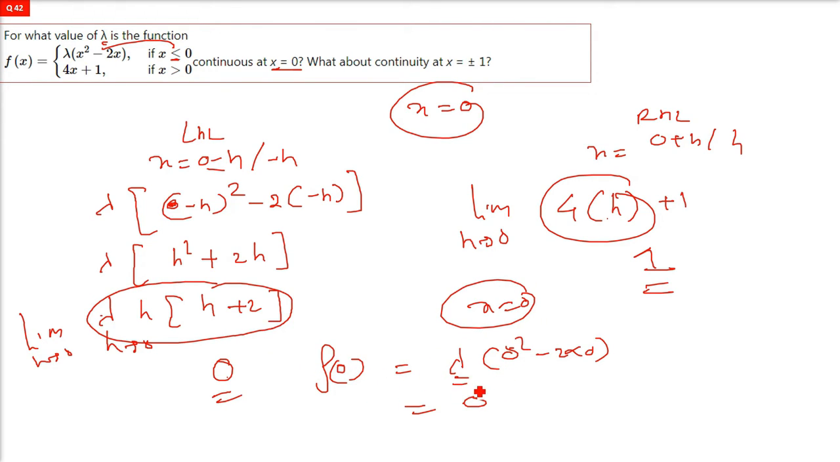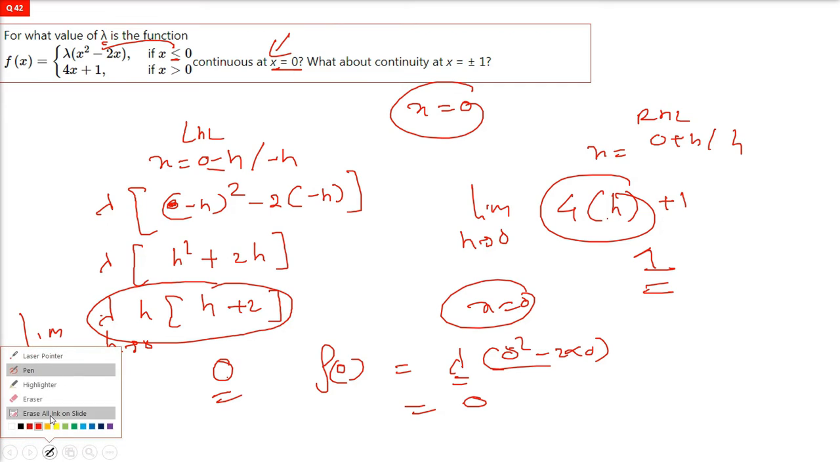I hope you got the idea. You cannot get the value of lambda here at x equal to 0. Continuity, discontinuity, you can see that it is discontinuous. 0, 0, 1 it is coming. It has to match. Okay.